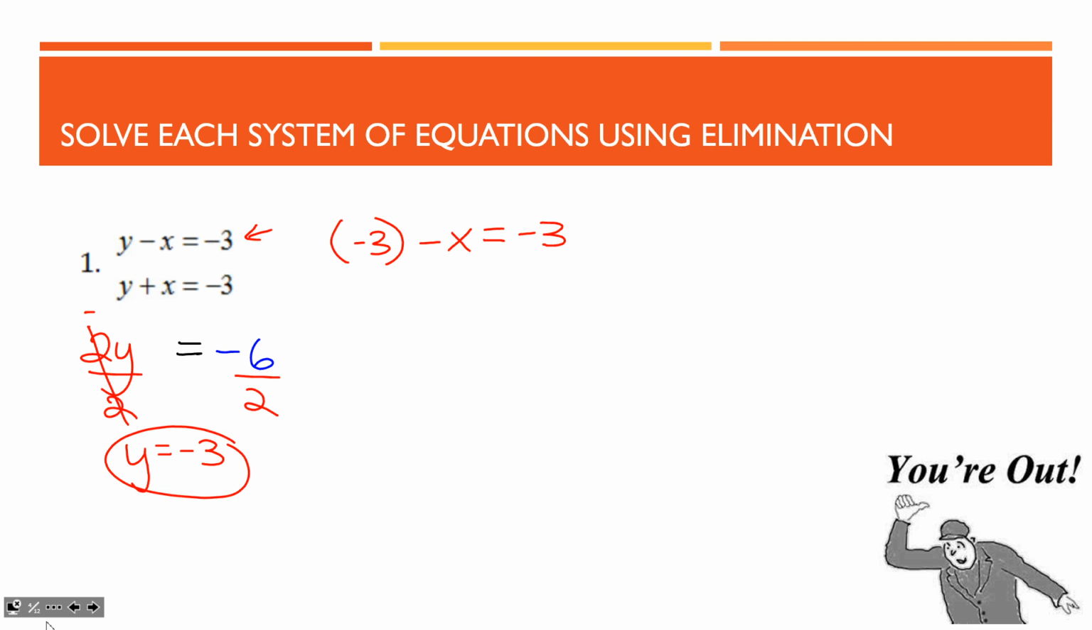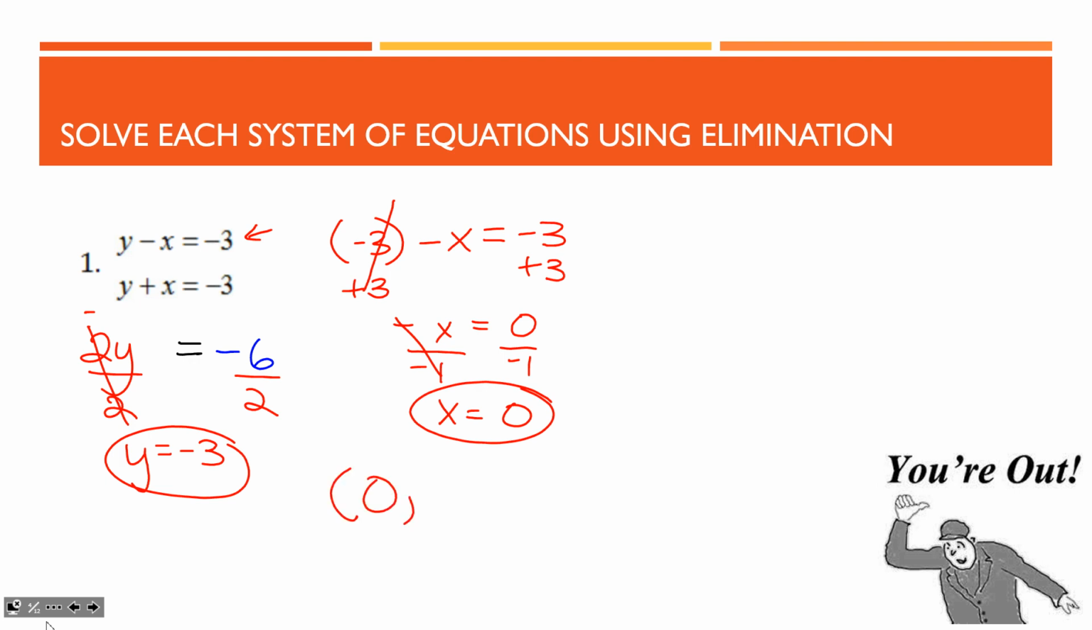So solving for x, I'm going to add 3 to both sides. -3 plus 3 cancels. So I have -x equals, and now -3 plus 3 is 0. And that's okay, don't be afraid of zeros. x isn't quite by itself. I still have to divide by -1. But 0 divided by -1 is still 0. Now my solution is the point 0, -3. This is the point where those two lines would intersect at, if I were to graph them.